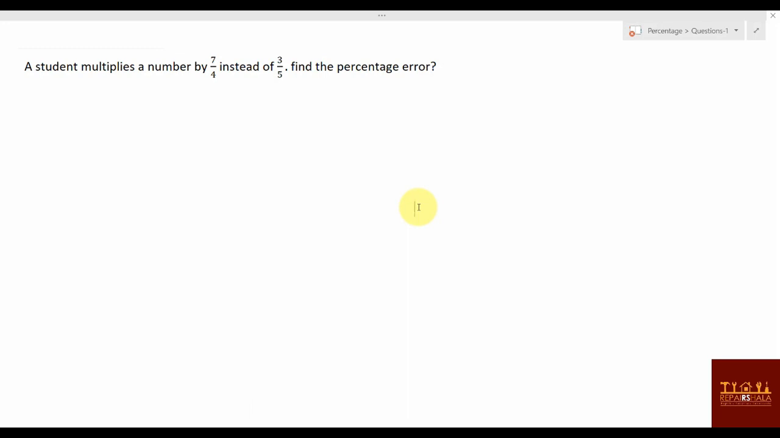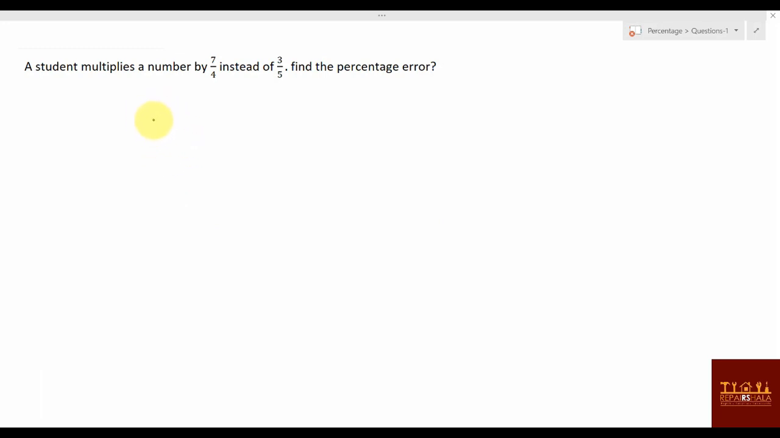How will you solve this? Very famous question, it's a very famous question in SSC kind of exams. Okay. So what I can say is that a student is there, he is multiplying.